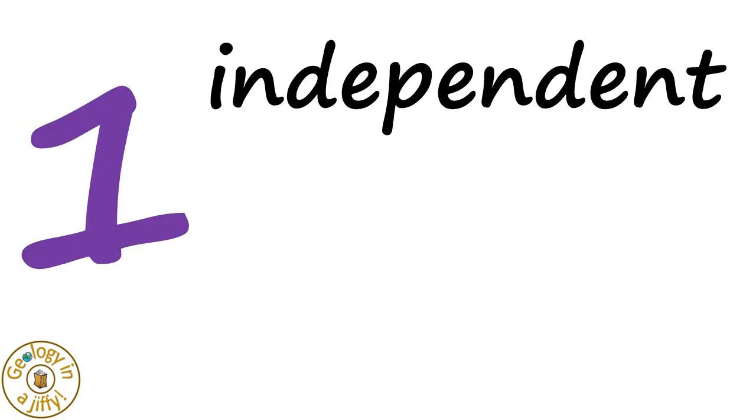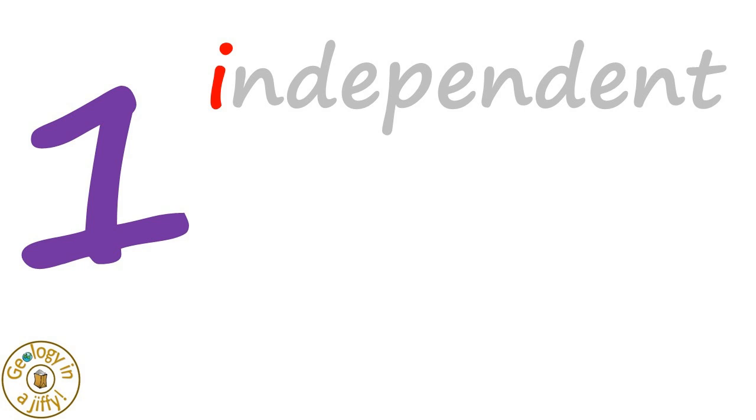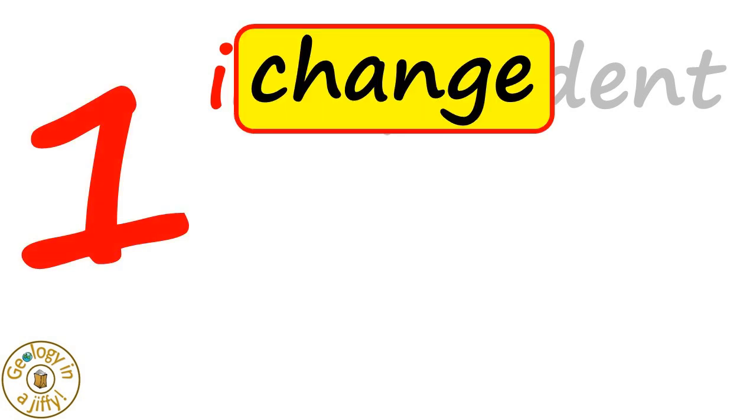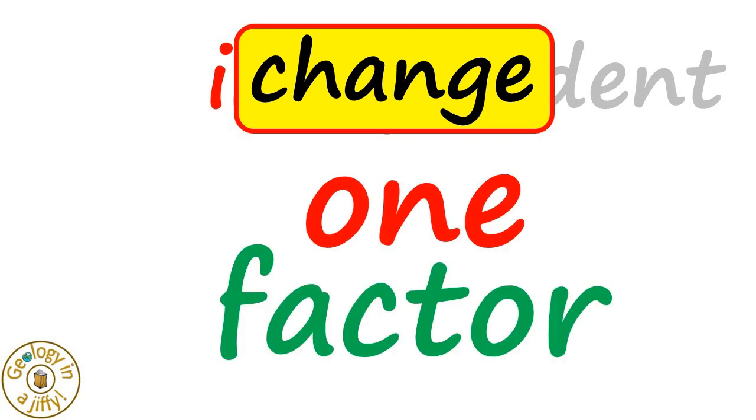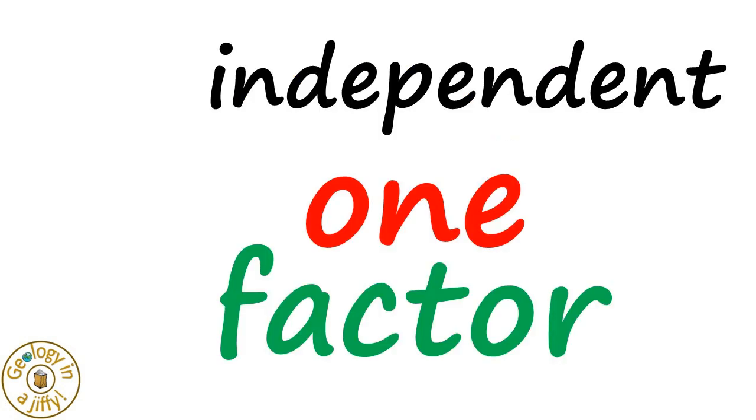And one more thing. The way to remember the independent variable, the one factor that we change, is that 1 looks like an I, and we change only one factor, the independent variable.